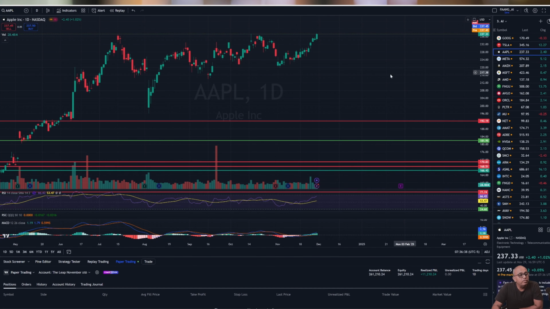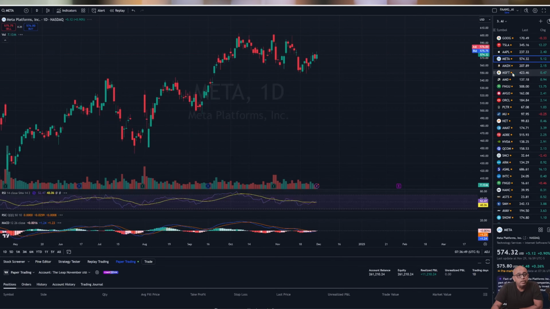Apple is up 0.05%, and it's trying to break through its all-time highs, and we have momentum which is very supportive, and MACD also which is supportive. So I think Apple should do better today.